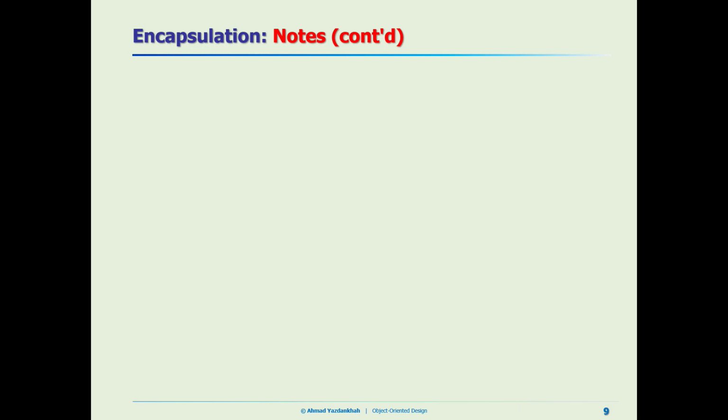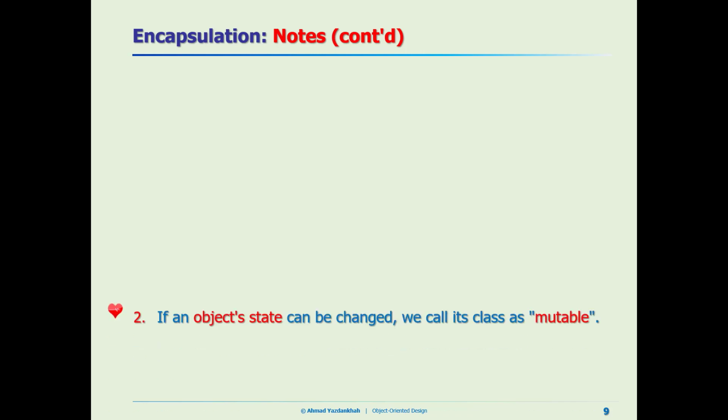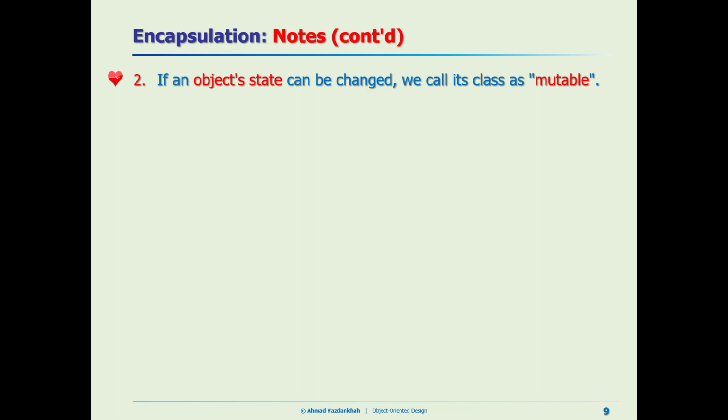Okay, so this is a definition of a mutable object. We can say an object is mutable when we can change the attributes, or we can change the state of the object. You know that the combination of the values of the attributes, that combination of them is called the state of the object. So if the state of an object can be changed, then we call that class mutable.